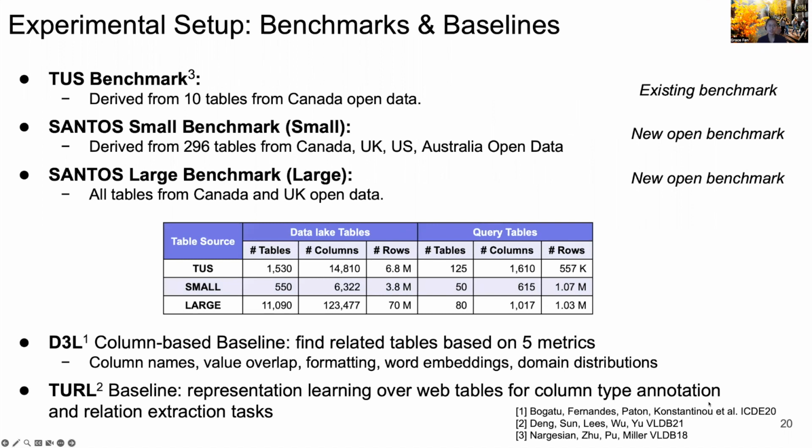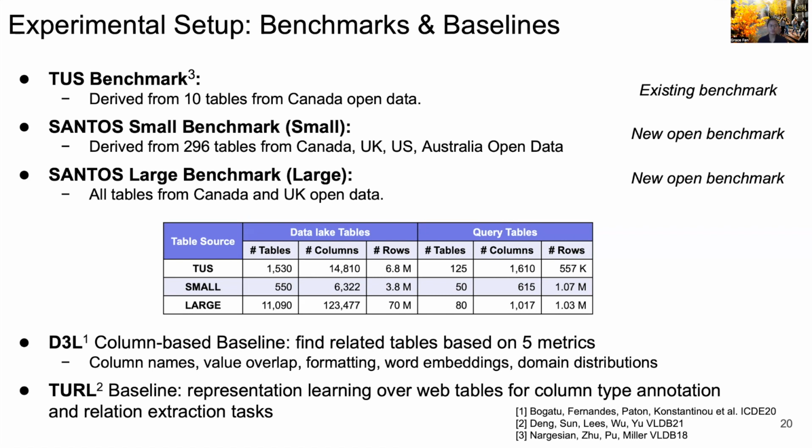For our benchmarks, we use an existing benchmark from Table Union Search, which we call TUS. In this benchmark, there are 1,500 tables that have been derived from 10 tables from Canada Open Data. We have also created two new benchmarks, which we call SANTOS Small and SANTOS Large benchmarks. In the SANTOS Small benchmark, there are 550 tables that have been derived from 300 tables from Canada, UK, US, and Australia Open Data. We have manually labeled the ground truth for each of these query tables, and this benchmark is mainly used for effectiveness results. And for the SANTOS Large benchmark, there are 11,000 tables that all come from Canada and UK Open Data. Both of these new benchmarks are available openly.